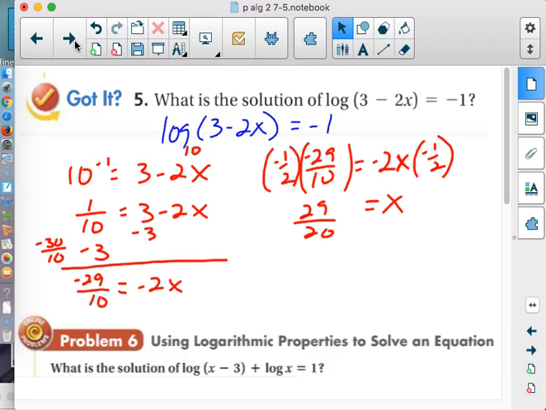Checkable? Absolutely. You could take this 29 20ths and put it up here. LOG, that's on your calculator. So you could punch it in. Log, parentheses, in fact, let me demonstrate that. LOG, 3 minus 2 times 29 20ths. You got it? Right answer. So snail shelling is what we want to do to solve these.